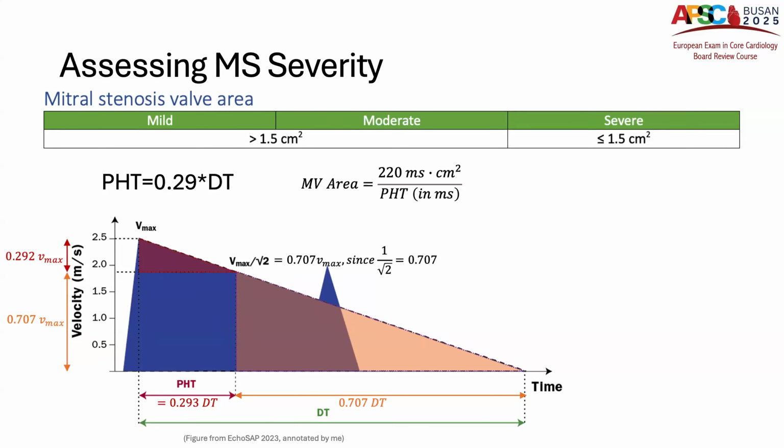In terms of the area itself, in the past, mild would be more than 1.5, moderate 1.0 to 1.5, and severe less than 1.0, but that classification system is no longer used. The current guidelines only make a distinction between 1.5 centimeters squared for severe and non-severe. So a mitral valve area of less than 1 centimeter squared would be very severe mitral stenosis. Less than 1.5 is severe, and more than 1.5 is not severe.